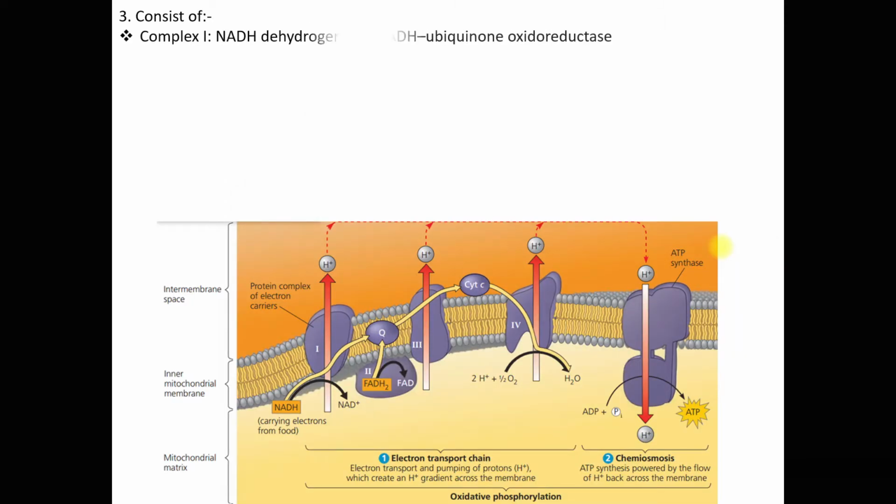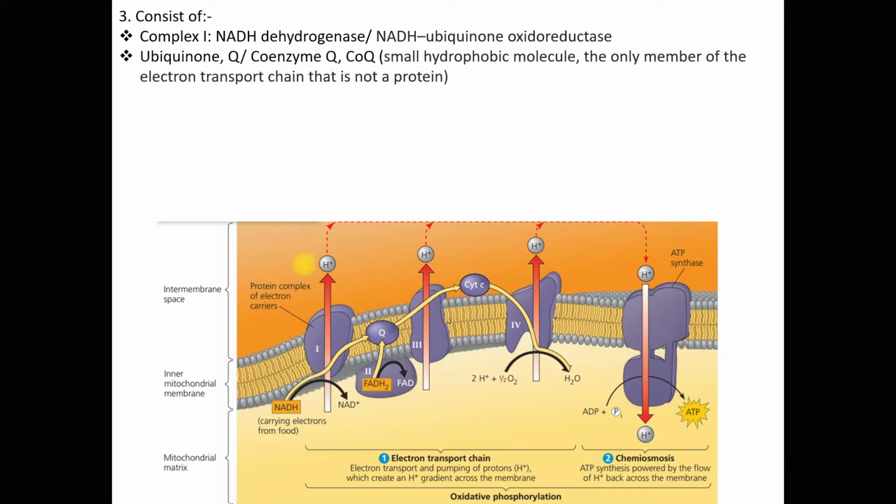Now, a closer look at this electron transport chain: it consists of complex 1. This is complex 1, can you see? This complex 1 is known as the NADH dehydrogenase or NADH ubiquinone oxidoreductase. Then after complex 1, we have this structure here, which is the ubiquinone Q, also known as coenzyme Q or CoQ.